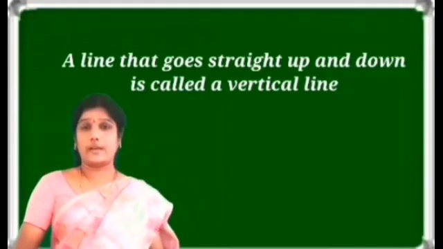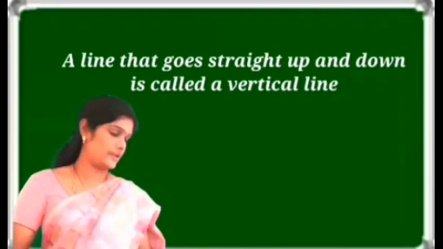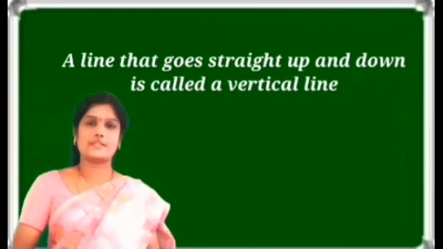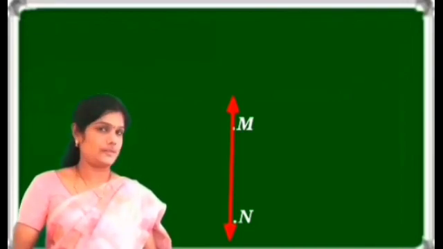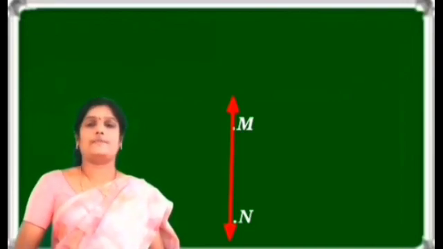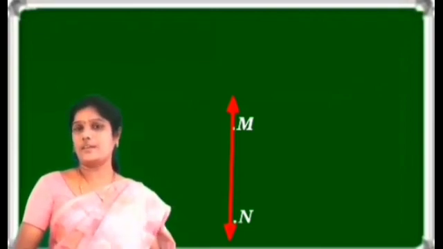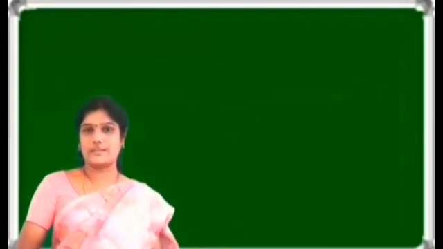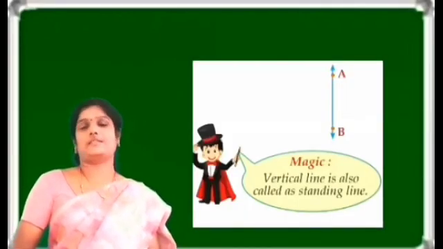Here, a line that goes straight up and down is called a vertical line. See, here is a vertical line. See, children, here we have vertical line MN. Vertical lines look like what? Already we know about this line. Yes. Vertical lines are also called standing lines.